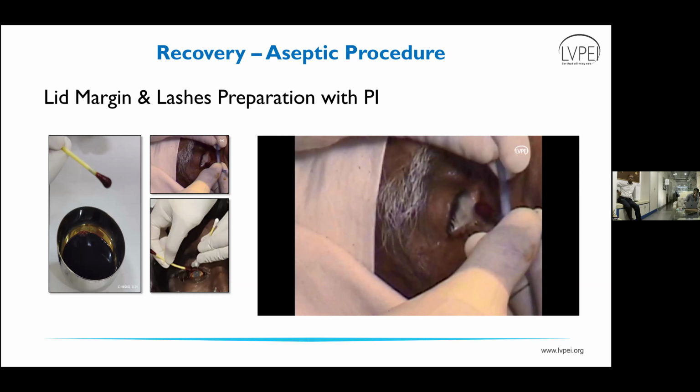So when you do this lid margin and lashes preparation, while you are rolling this cotton tipped applicator over the lid margin, along with the lid margin, the lashes also will get contact with the povidone, because the lashes have a lot of bacteria. That is the reason you have to keep the cotton tipped applicator horizontally, so that all the lashes also can get contact with the povidone, right?